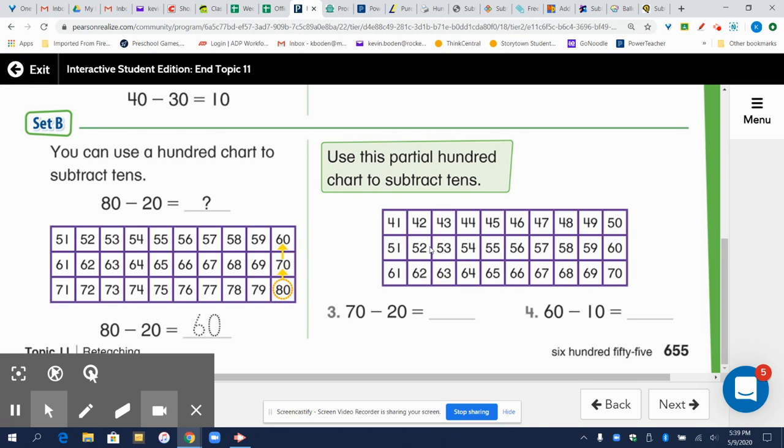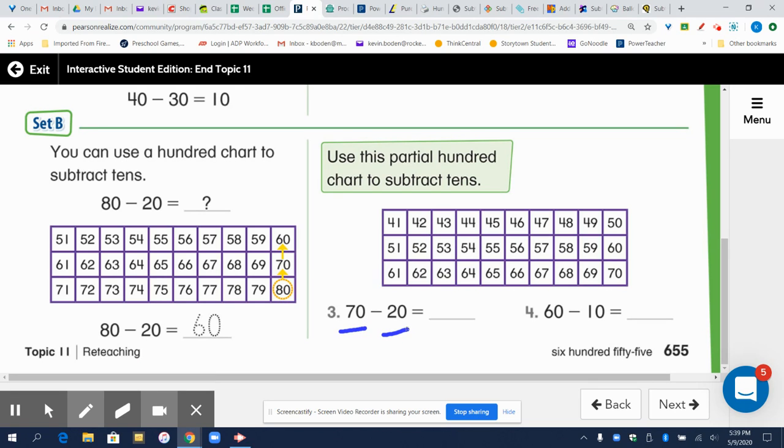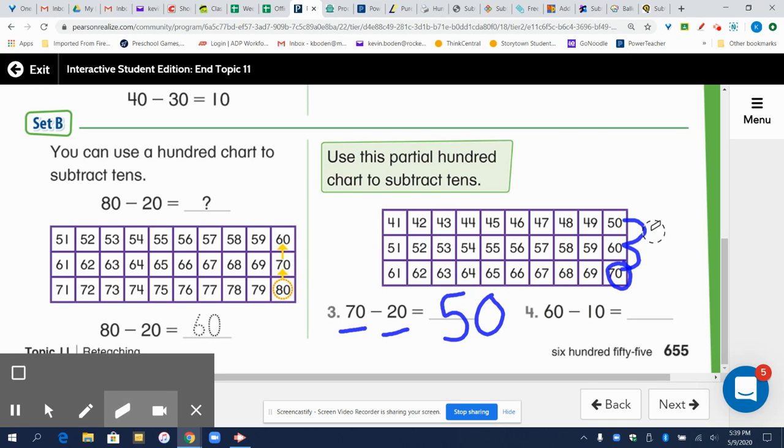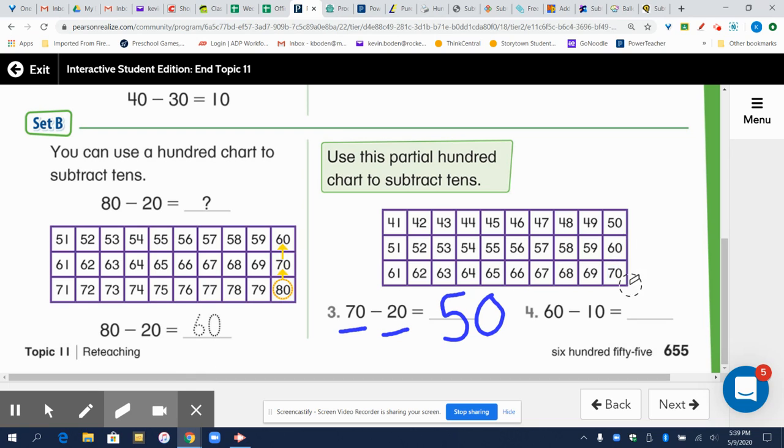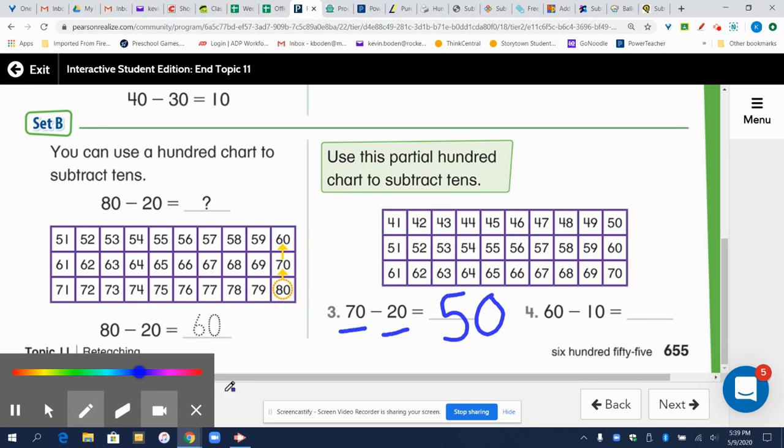So number 3 says, use this partial hundreds chart to subtract tens. Oh my gosh, this is going to be so easy again. Our equation says 70 take away 20. So let's find the number 70 in all. And let's take away 20. Let's take away 1 ten, 2 tens. What number did we land on? Perfect, 50. Or 5 tens. This is just review, so I know this seems pretty easy for you, but I promise you're going to need it for whenever we do our online assessment or our test.